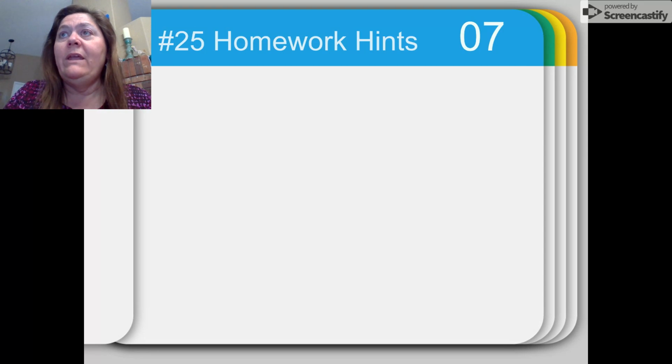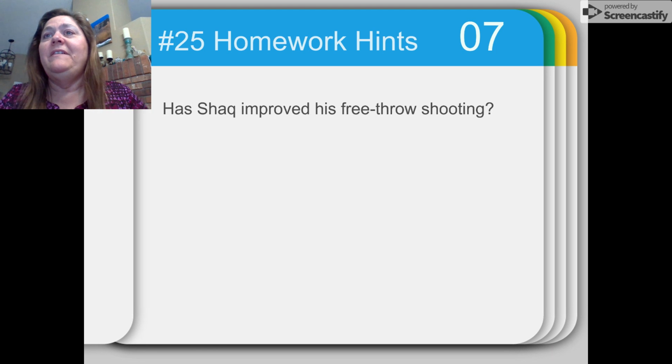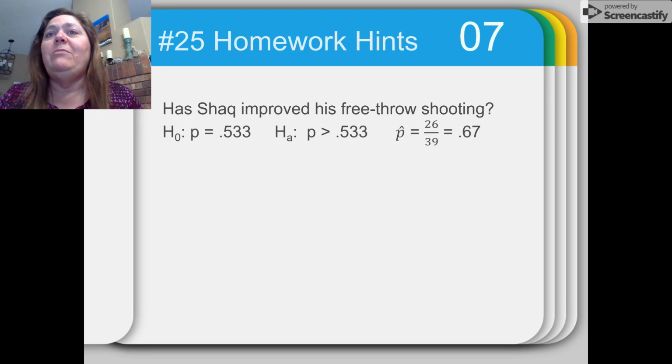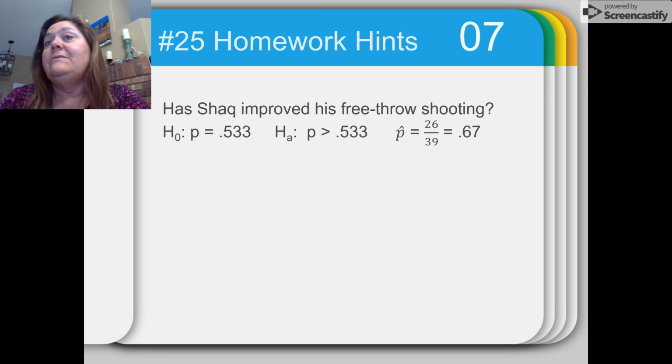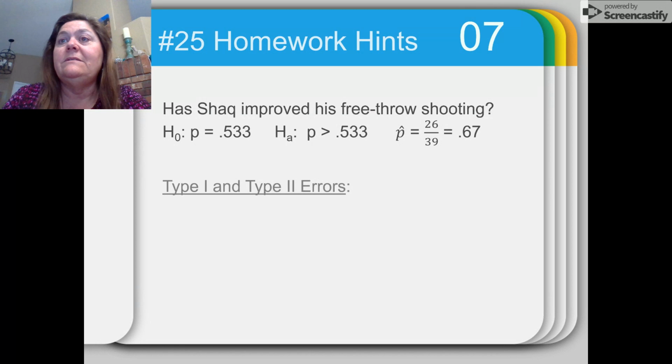Okay. One more problem with some hints for your homework would be number 25. Question number 25 asks if Shaq has improved his free throw shooting. I just want to set this up for you. If you look at the problem, the null hypothesis is that his free throw shooting has been 53.3%. Your alternative is that you think he does better than that, so it's more. Here's your sampling: you get 0.67 when you take a random sampling of his free throw shots.